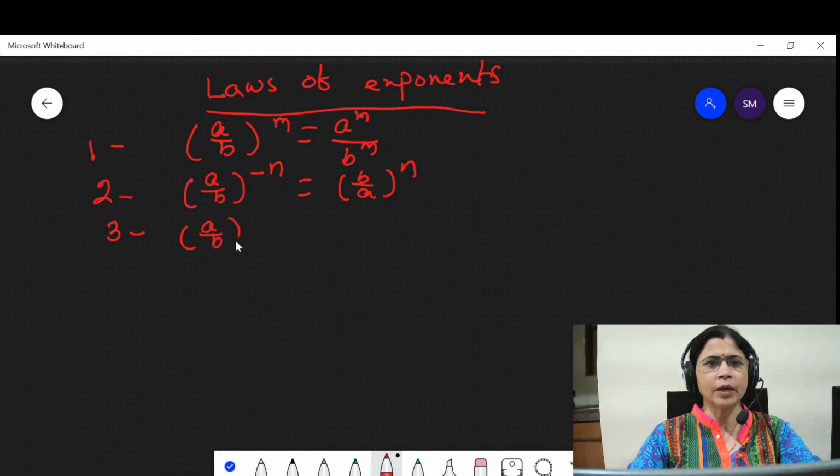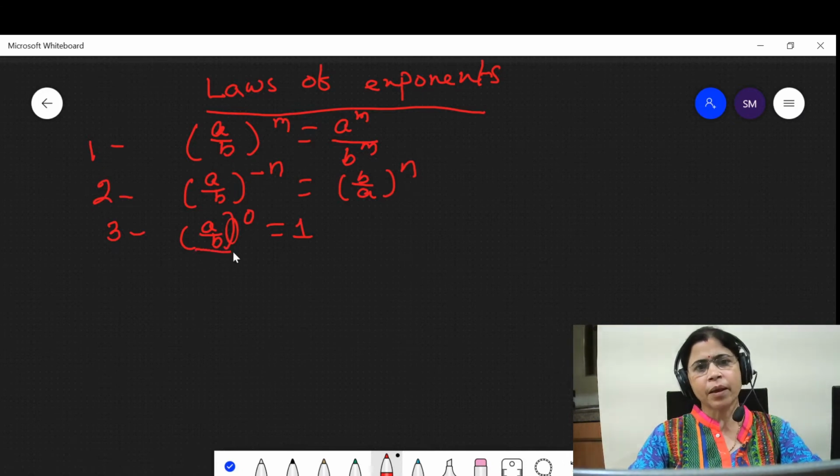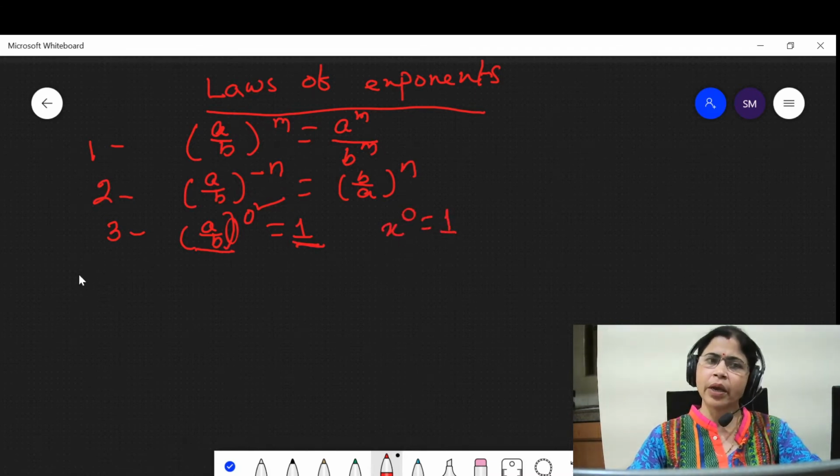Then the third law says (a/b) to the power 0 is equal to 1. The base may be any number. When the exponent is 0, the value is always 1. X to the power 0 is always 1, where x may be any value.